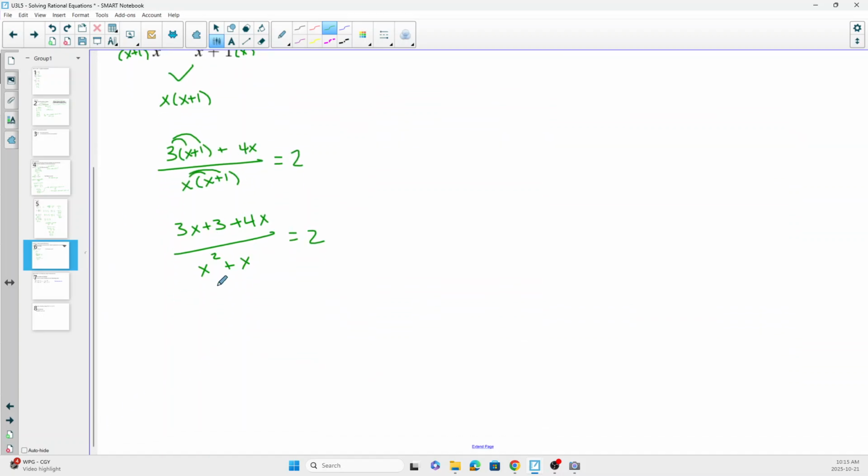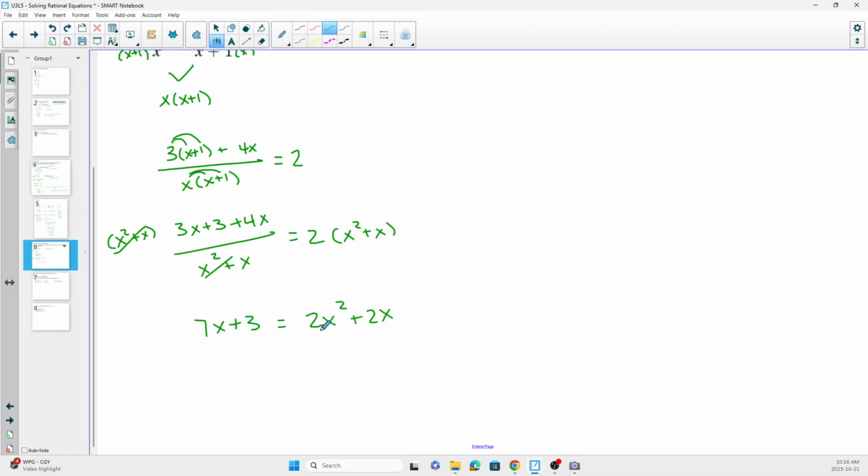And we still have variables in the denominator. So how do we get rid of that? Well, we multiply the same on both sides so that those cancel out. And now we're left with 3x plus 4x, which is 7x, plus 3 is equal to 2x squared plus 2x.